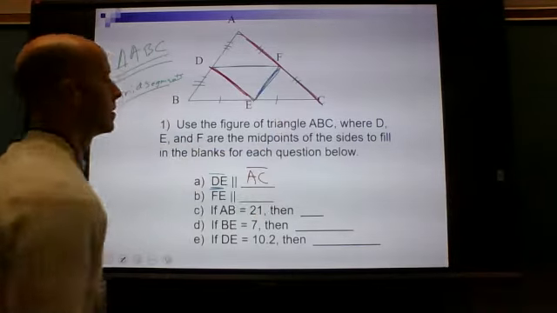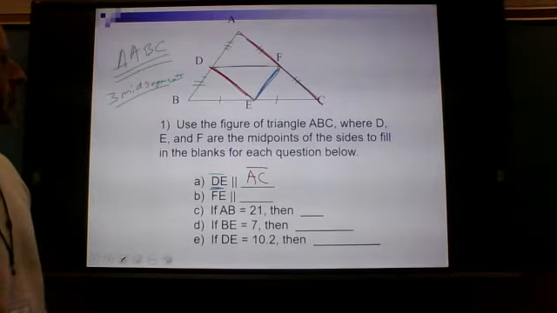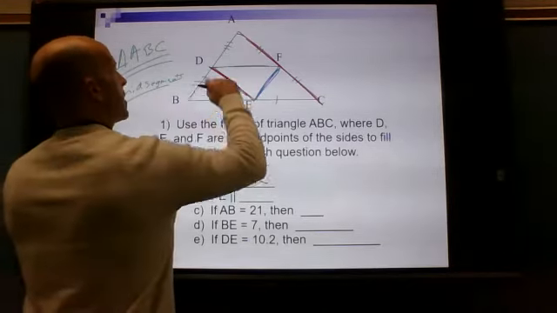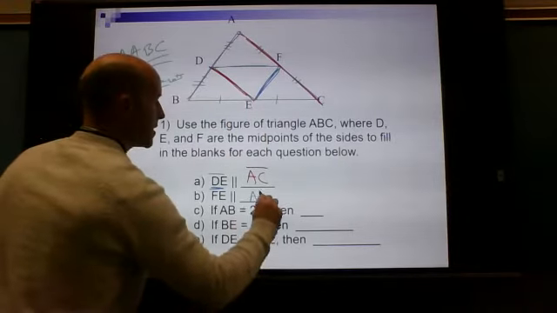Well, it has to be parallel to this segment right here, segment AB. So this is going to be segment AB.